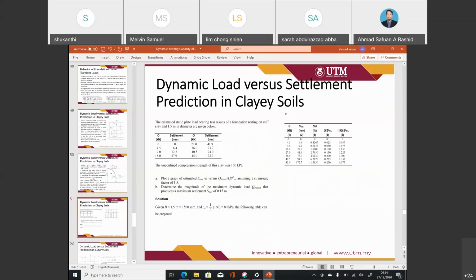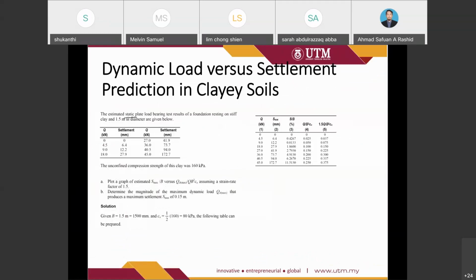So this is an example. If we obtain a result from the static plate load bearing test in stiff clay, with a 1.5 meter diameter, as given below, then B is equal to 1.5 meter. The rest is the result, where we have Q and S. Now we look at the CU. We are provided with QU equal to 160. To obtain the CU, 160 should be divided by 2, so the CU will equal 80 kPa.